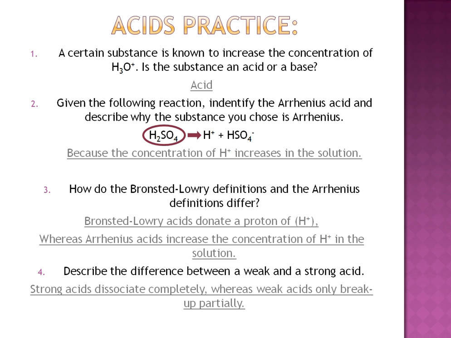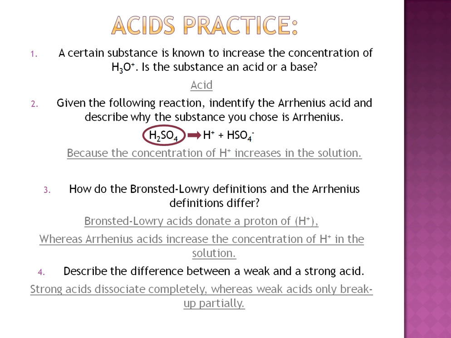Acids practice. Number 1. A certain substance is known to increase the concentration of H3O+. Is it an acid or a base? An acid. Number 2. Given the following reaction, identify the Arrhenius acid and describe why the substance you chose is Arrhenius. It would be H2SO4 because the concentration of H+ increases in the solution.